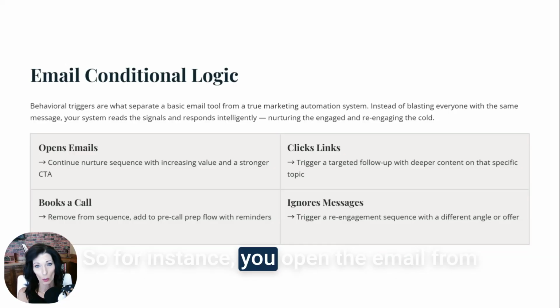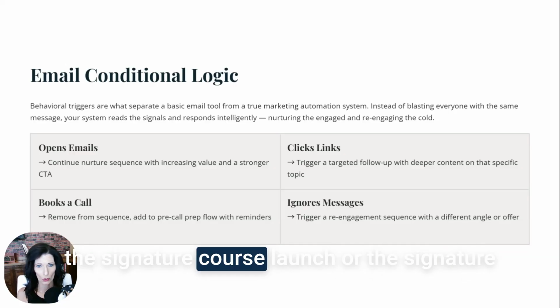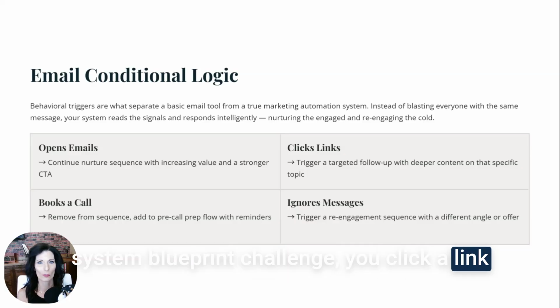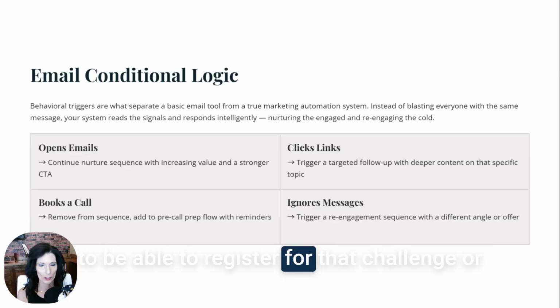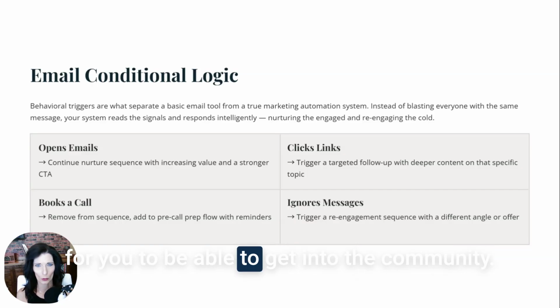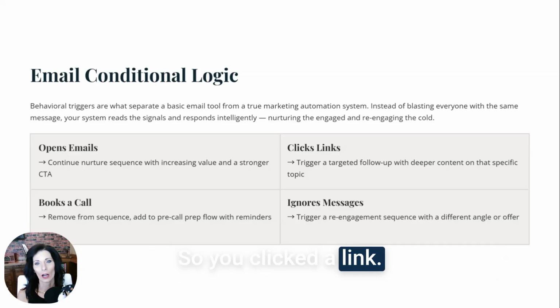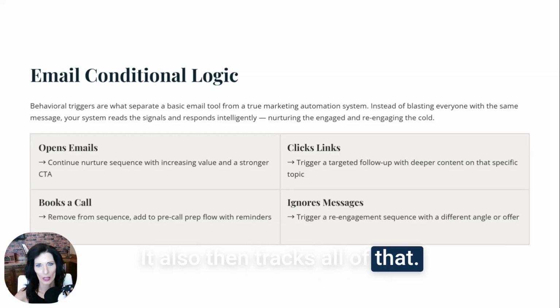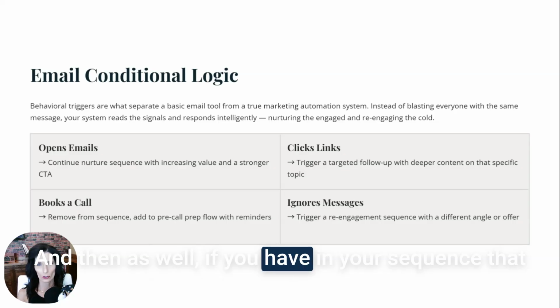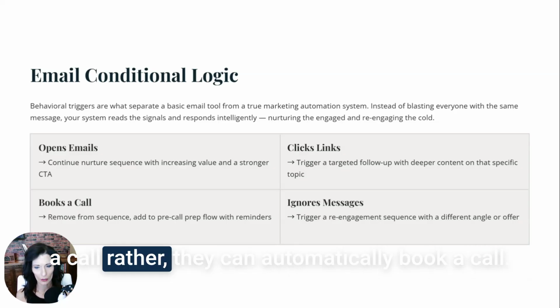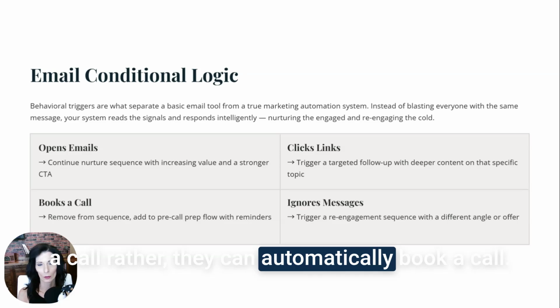So, for instance, you open the email from the signature course launch or the signature system blueprint challenge, you clicked a link to be able to register for that challenge or for you to be able to get into the community. So you click the link. It also then tracks all of that. And then as well, if you have in your sequence that you want to book a call, or you have your lead book a call rather, they can automatically book a call.